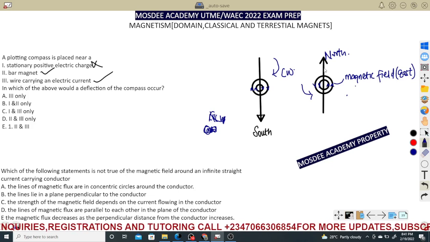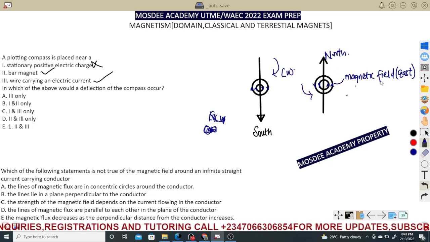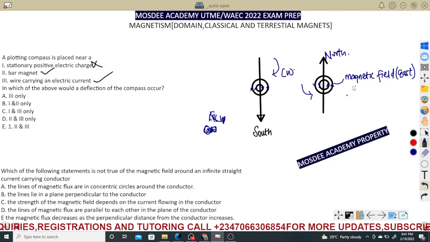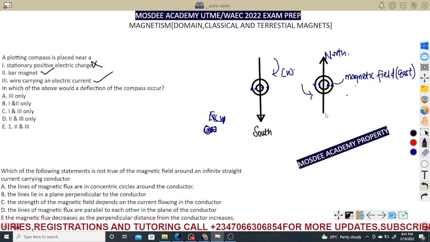So for upward currents, the field will lie in this direction. Just imagine yourself driving a Porsche. All these laws are too complex for me. I believe the right hand palm rule is always the best.